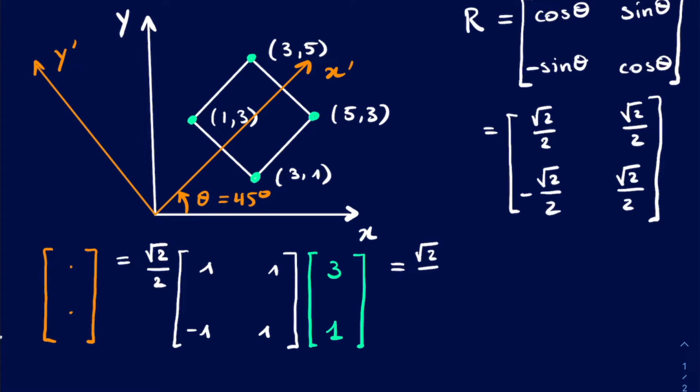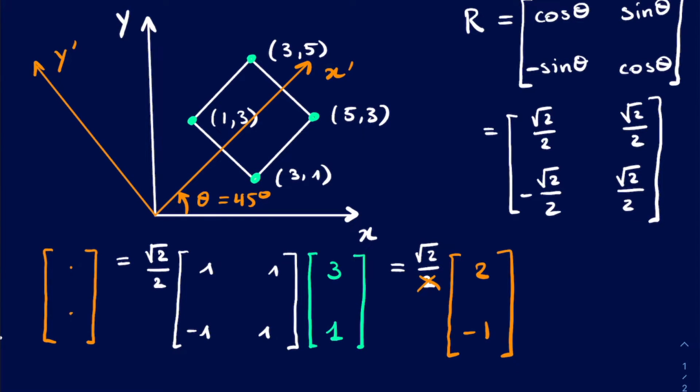Copying this factor square root of 2 over 2, we can now start doing the multiplication, which should be quite easy. We have 1 multiplied by 3 plus 1 multiplied by 1. So basically just 3 plus 1, which becomes 4. For the second component, the y prime component, we have minus 1 times 3, which is minus 3, plus 1. So we get minus 3 plus 1 is minus 2. And these are the x prime and y prime coordinates. What we can do is divide them by 2 and bring this 2 outside. So we get 2 and minus 1, and this 2 in the denominator cancels out. And thus this first point of the square in the x prime and y prime coordinates comes out to be the following.